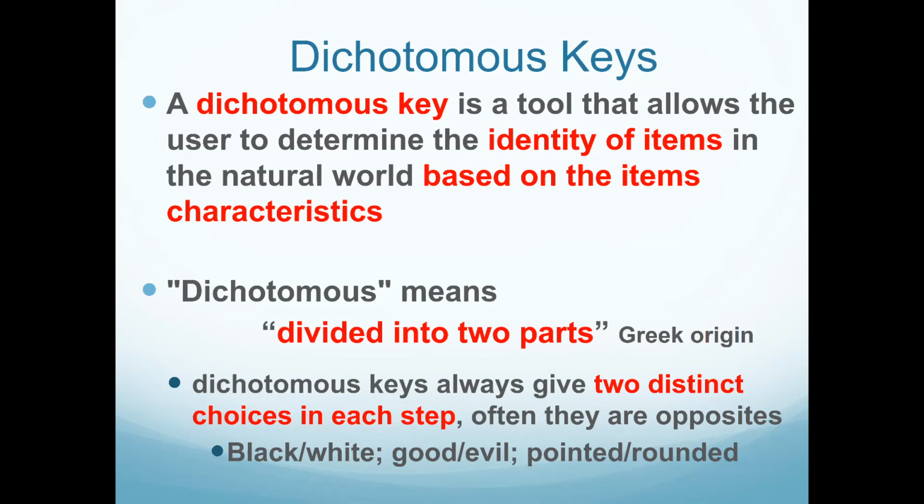Dichotomous means divided into two parts. Greek origin. And then dichotomous keys always give two distinct choices in each step, which you will see later on in this lecture, and you will get to experience tomorrow with your activity. So often they are opposites, like black and white, good and evil, pointed or round, teeth or no teeth, scales or no scales.